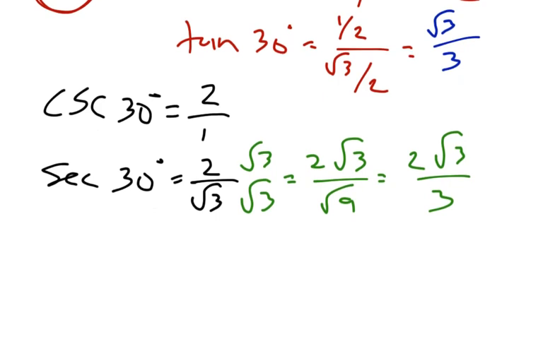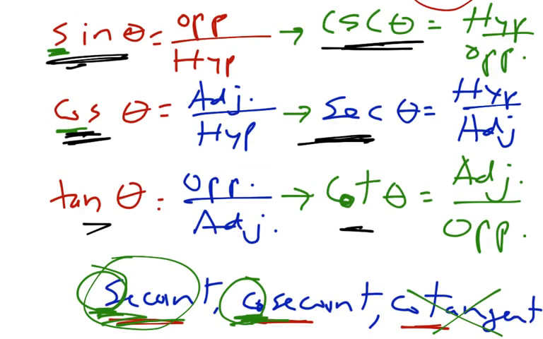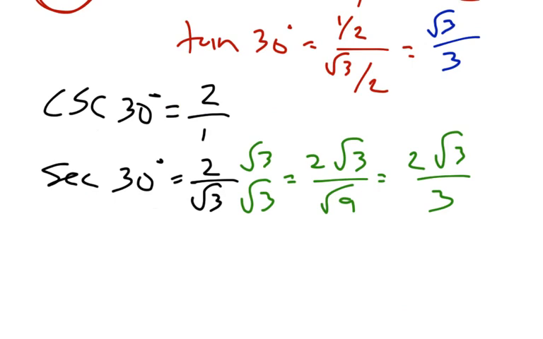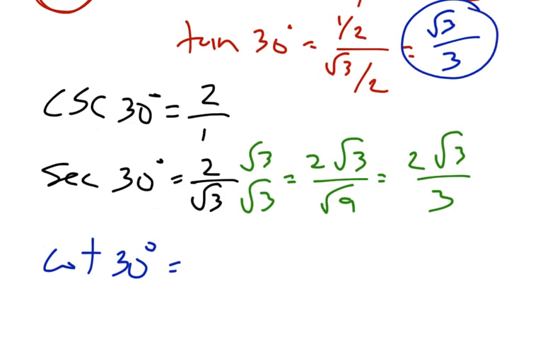The last one, we did cosecant and secant. Now we need to do cotangent. And cotangent is opposite to tangent. So cotangent of 30 is the opposite of this, right? So the 3 is going to be at the top, and square root 3 on the bottom.